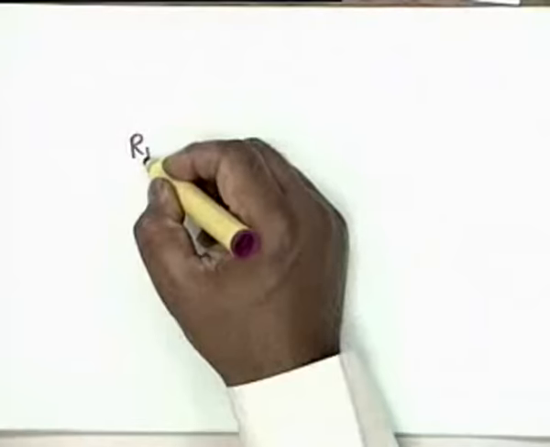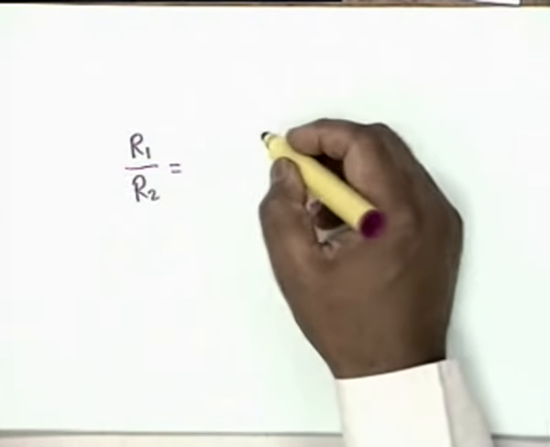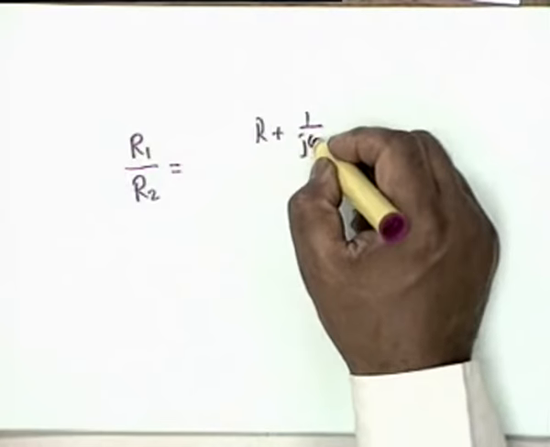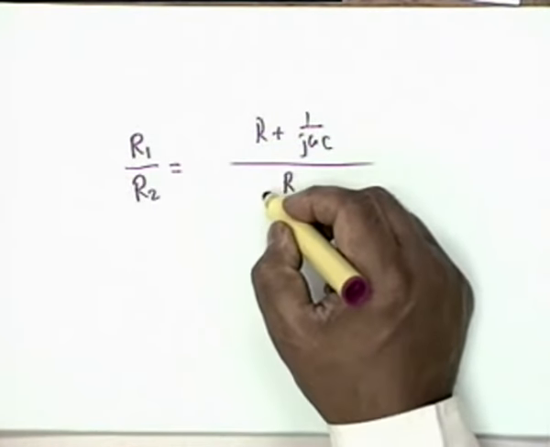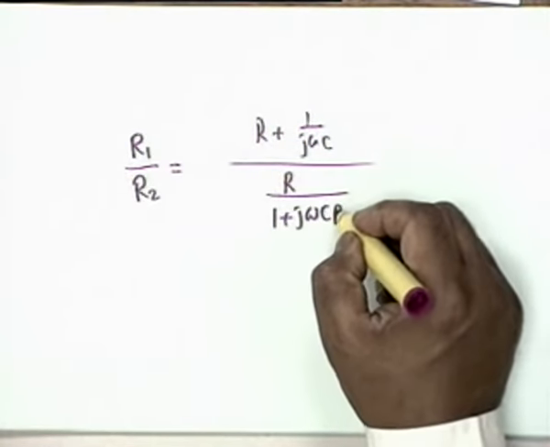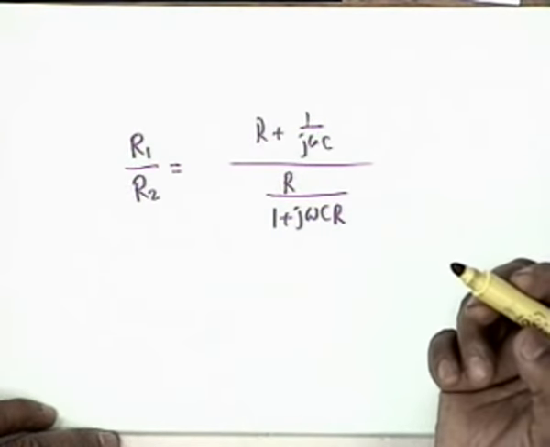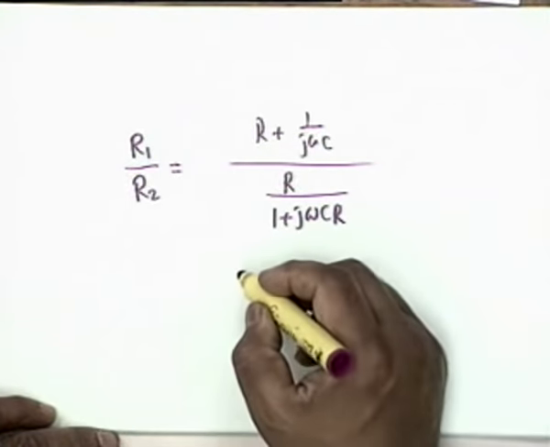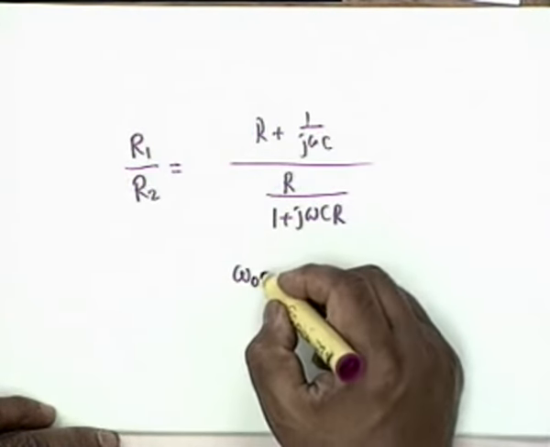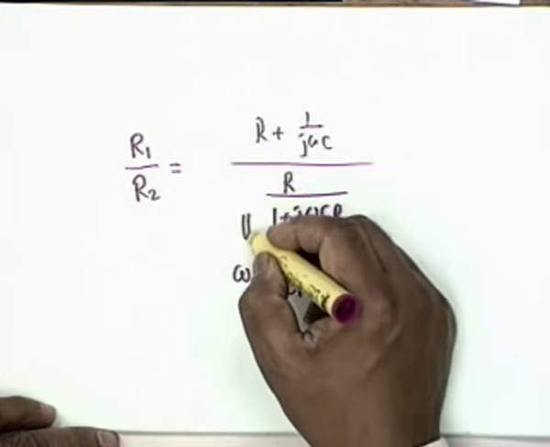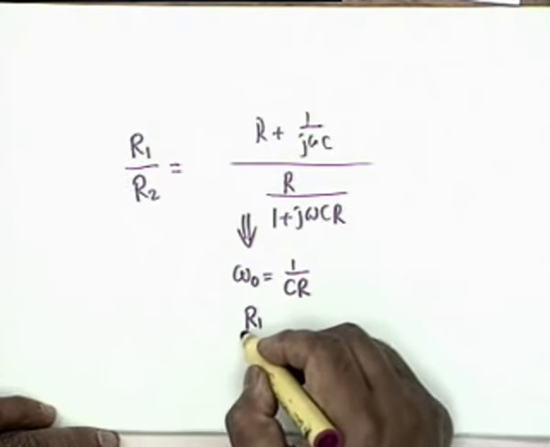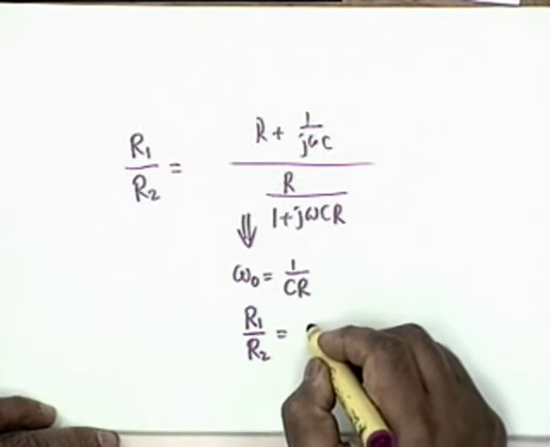In the present case, if you find the condition for balance of the bridge, you will see that R1 by R2 is equal to R plus 1 over j omega C divided by R by 1 plus j omega CR, and if you clear this, you will see exactly what we got for the condition of oscillation, namely you get a balance at the frequency omega 0 equal to 1 by CR, and R1 by R2 has to be exactly equal to 2.